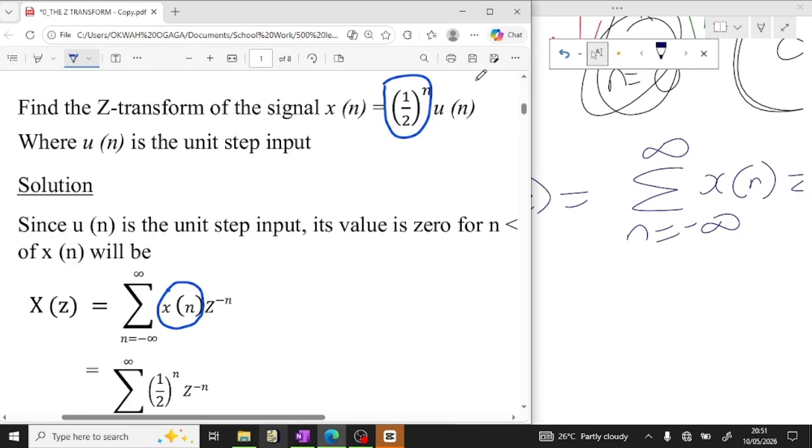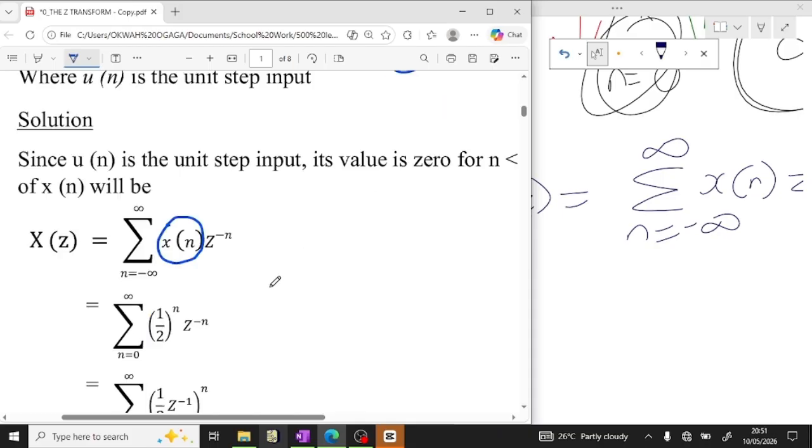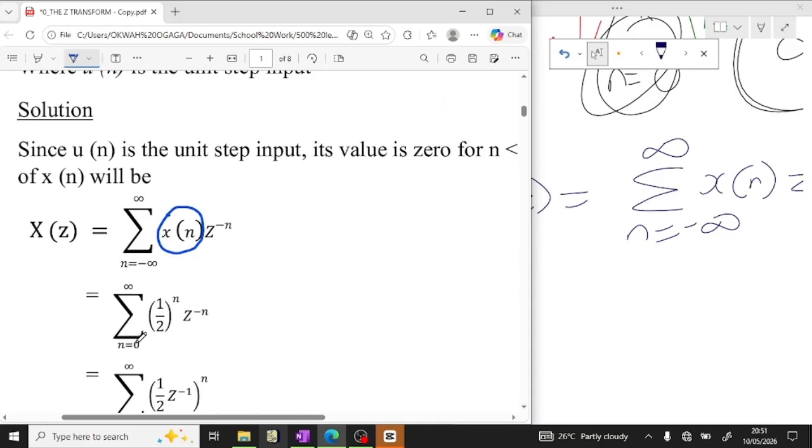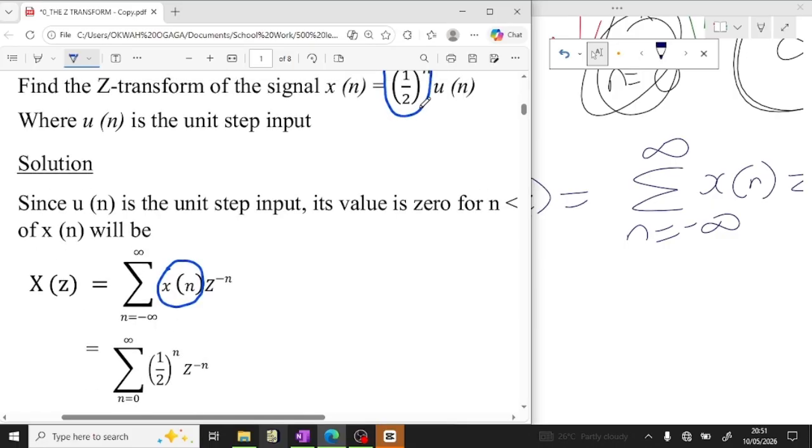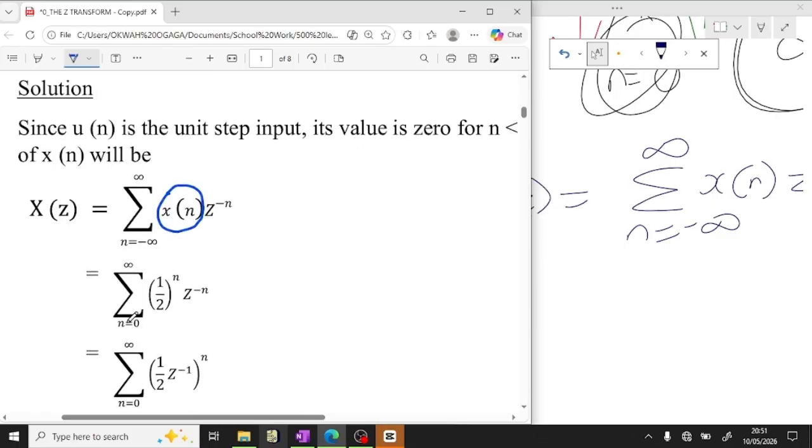Now u of n will come in, so we'll now have n equal to 0. Are we seeing the effect now? This one will just use the formula. The next step will now apply what u of n means. So here will become what?